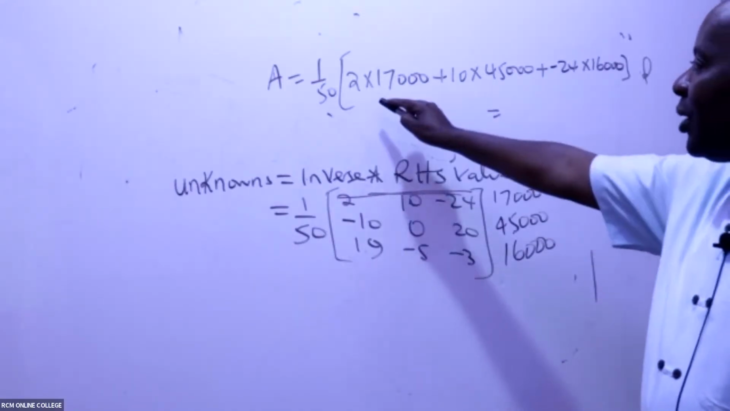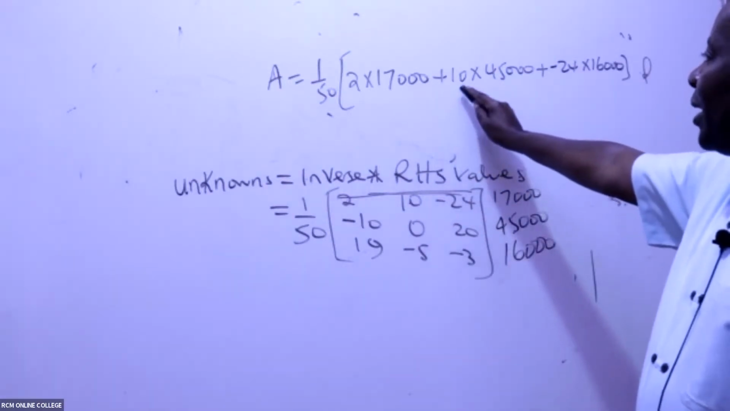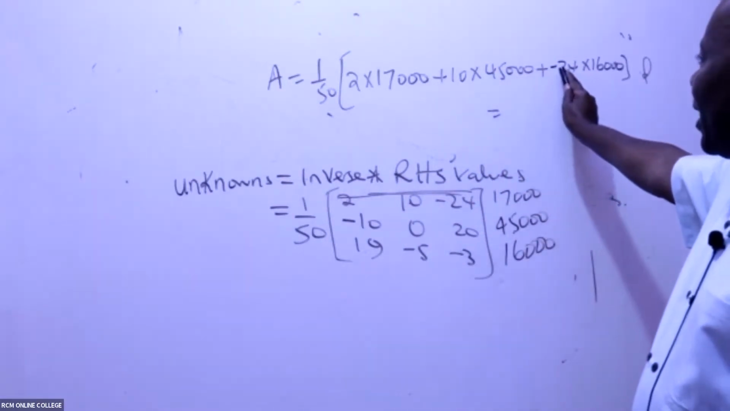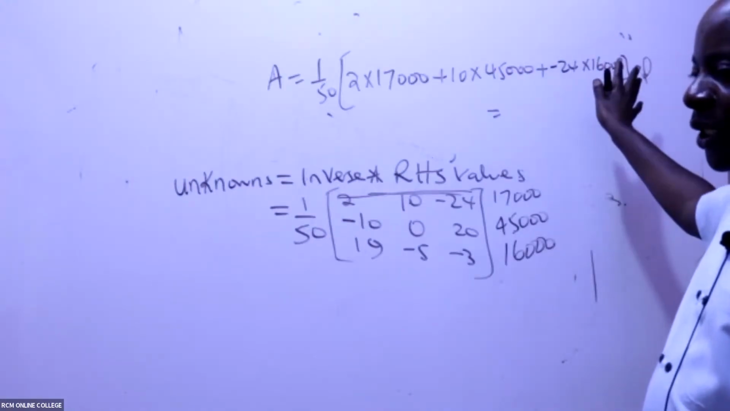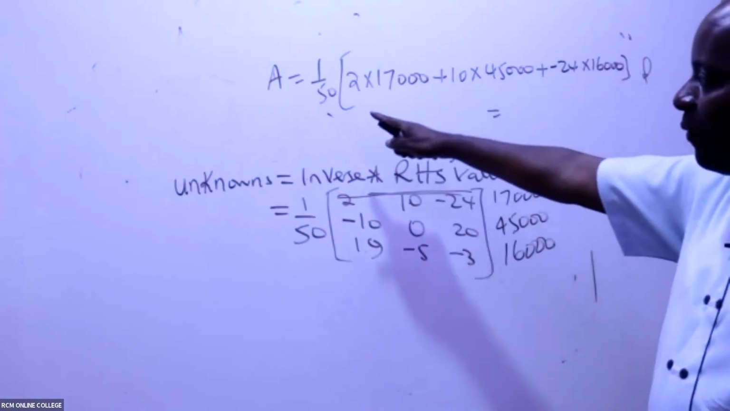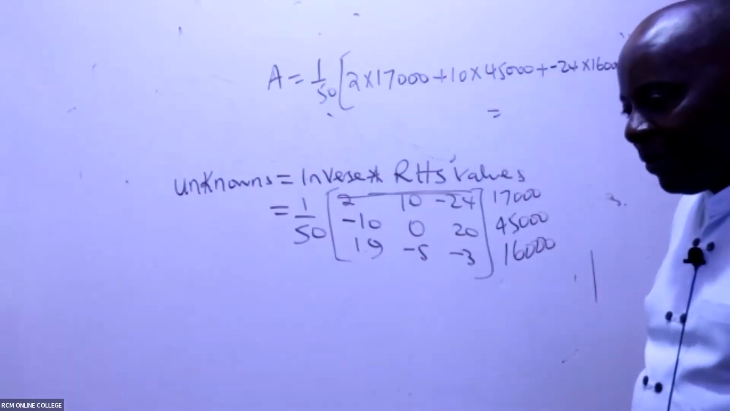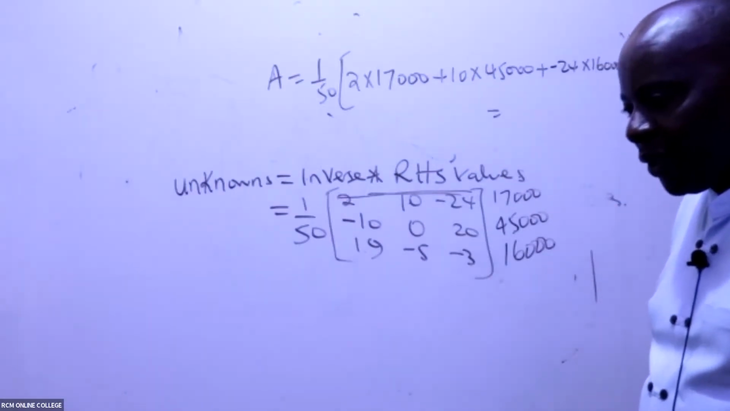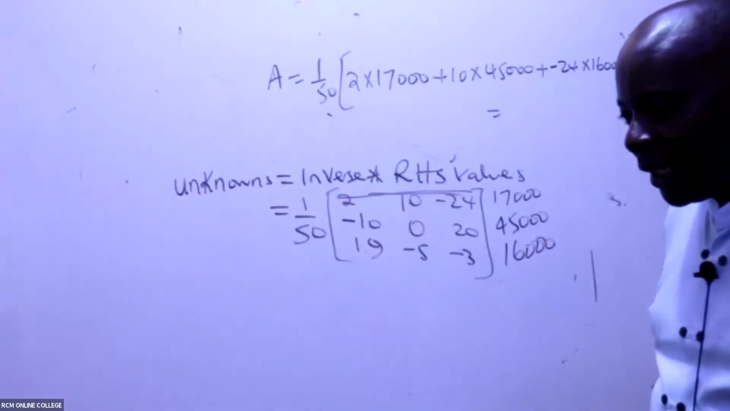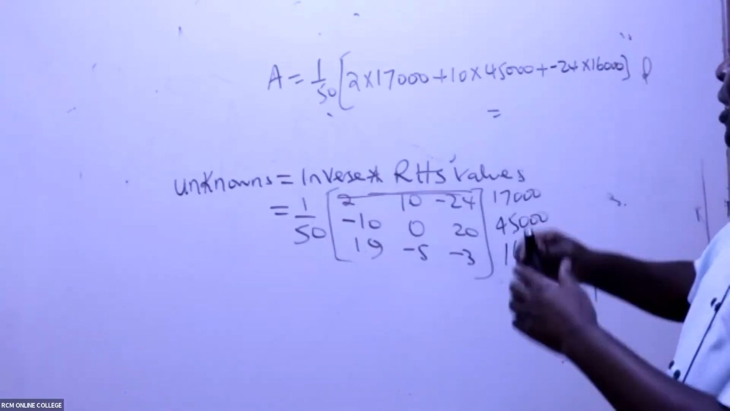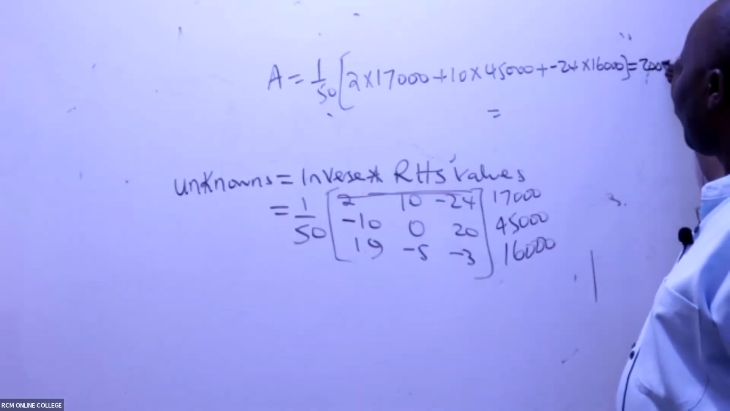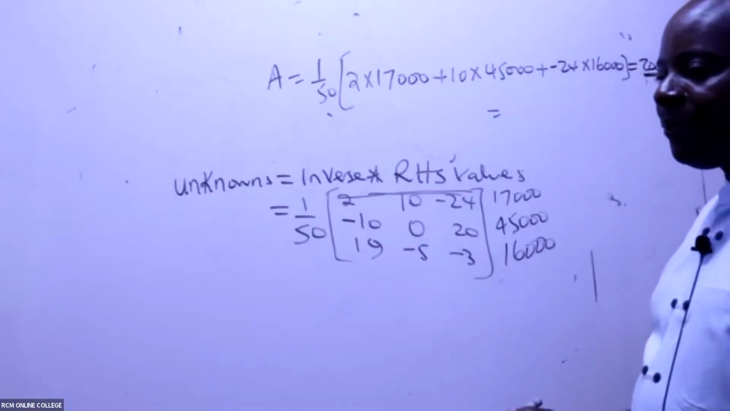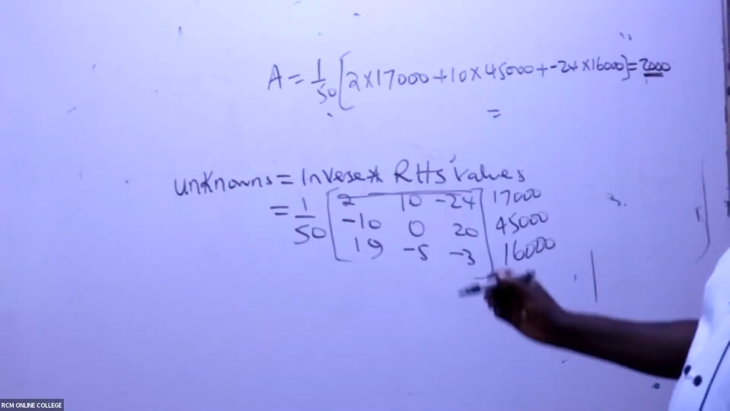So take 2 times 17,000 plus 10 times 45,000 plus minus 24 times 16,000. Say equals first, and whatever you get, you divide by 50. I'm being told that the answer here is 2,000. The answer is 2,000. And then now you go for B.